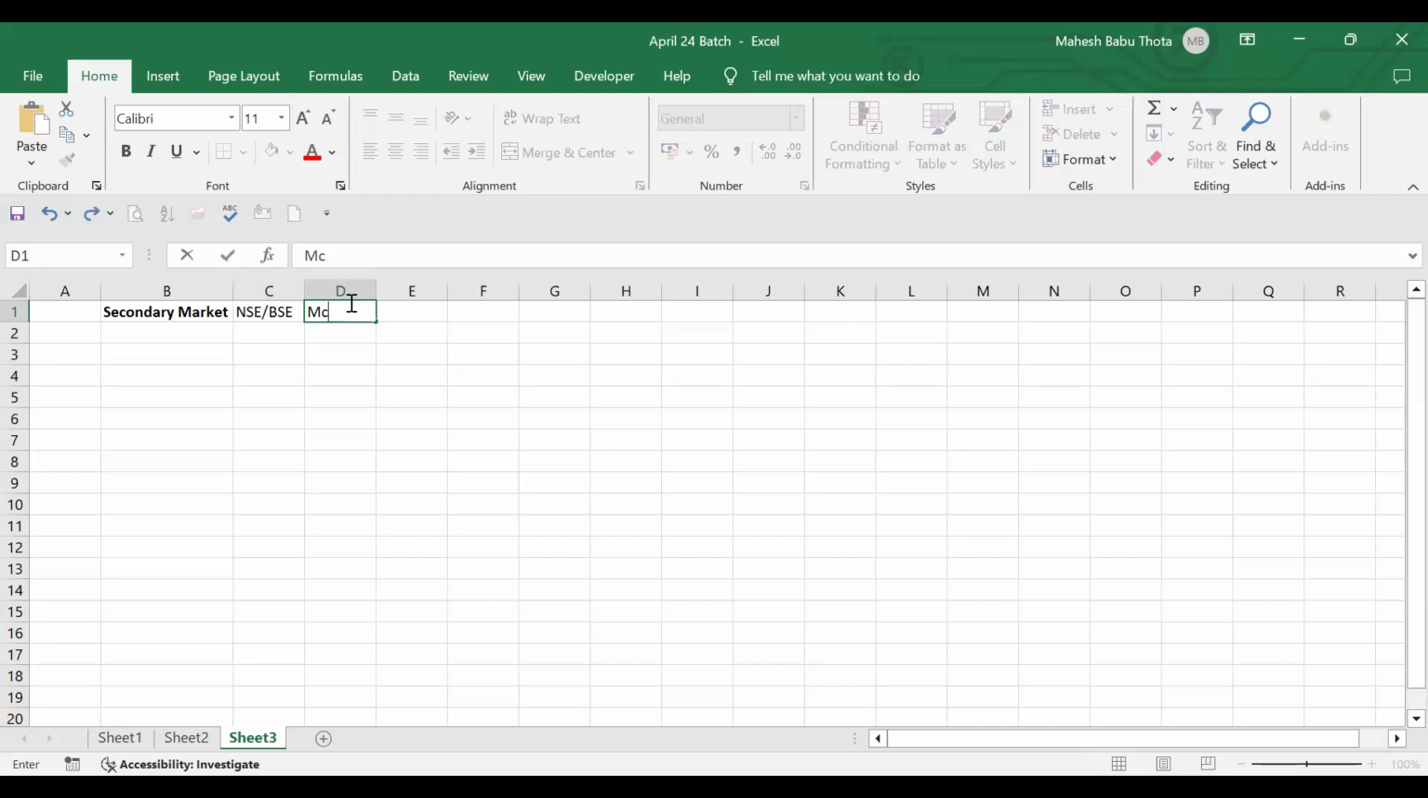You guys heard about the multi-commodity exchange? This is also a trading platform where we can trade commodities. What kind of commodities? Crude oil, gold, silver. These are the instruments where we can do trading on MCX. I'll show you the platform as well. Basically, these are the trading platforms where we can purchase or sell securities.